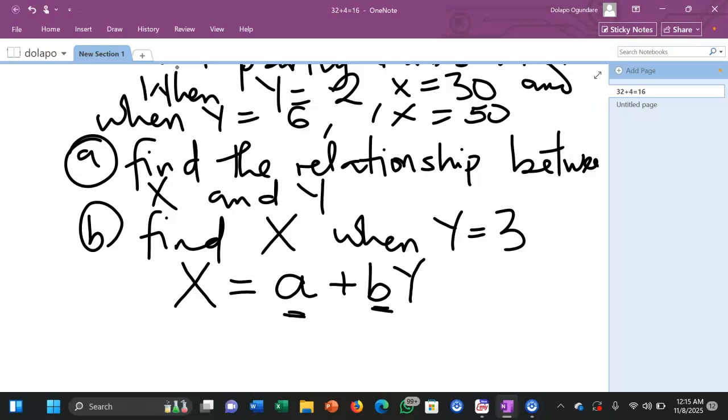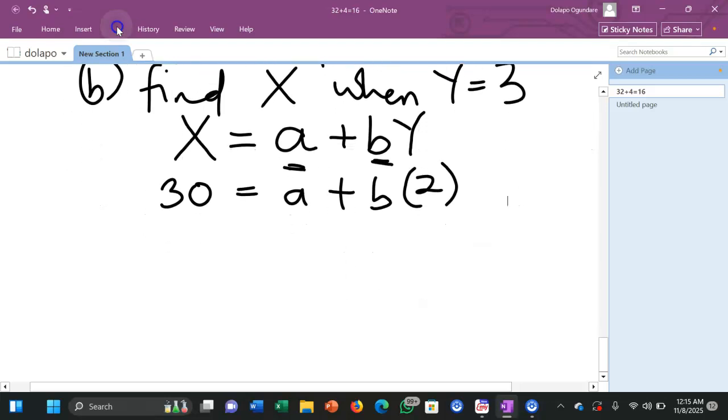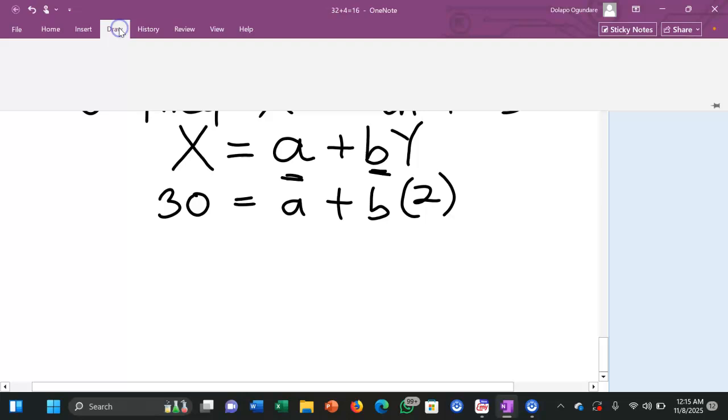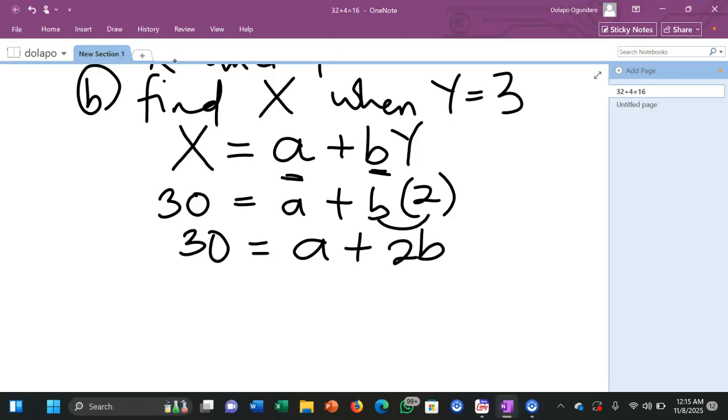Now let us insert the values. When Y is 2, X is 30. So X equals A, which I don't know, plus B into bracket Y, B into bracket 2. So we open, and we have 30 equals A plus B into bracket 2. Call that equation 1. Are we together? Okay.